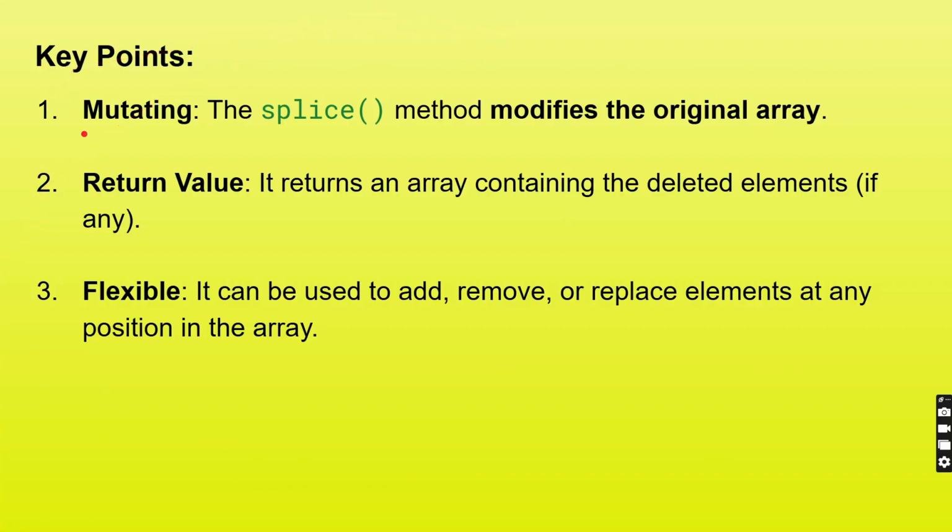Key points. Mutating: the splice method modifies the original array. Return value: it returns an array containing the deleted elements, if any. Flexible: it can be used to add, remove, or replace elements at any position in the array.